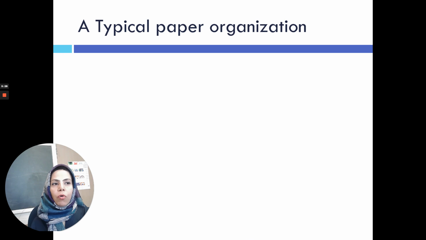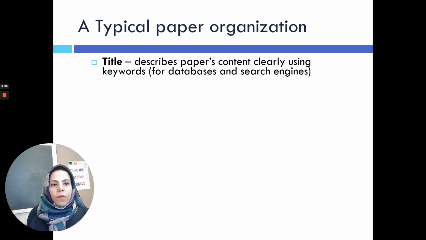The general organization is that you always find the title at the beginning of the paper, which will describe the paper's content clearly using keywords from the databases and search engines. Researchers give due diligence while writing a title, so that it is representative of what they're doing, and they put in keywords that specify which field and which research this article is addressing.